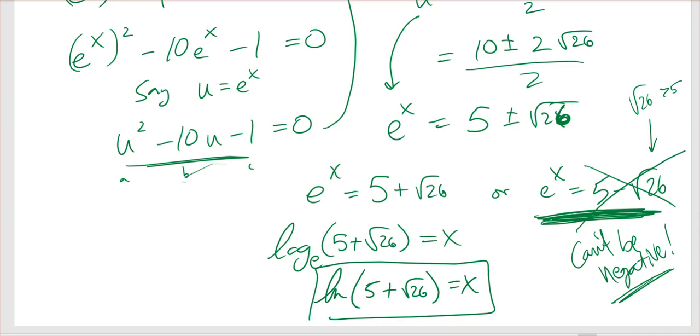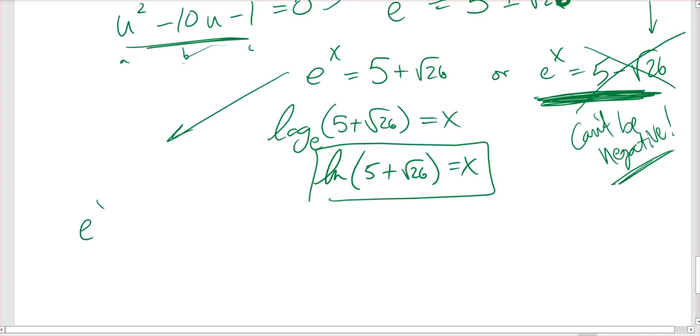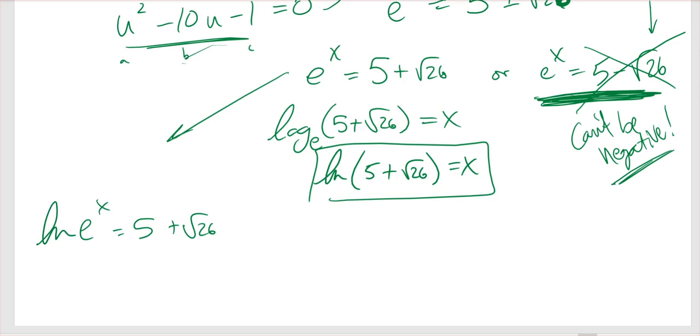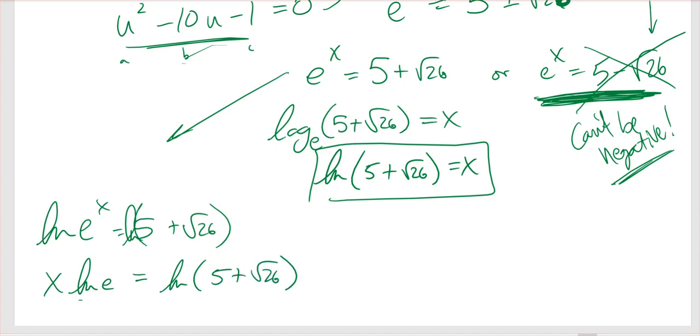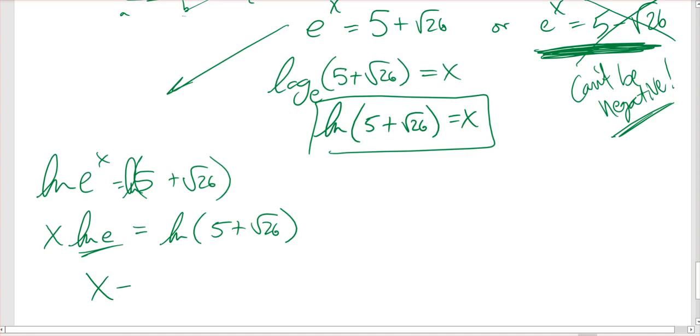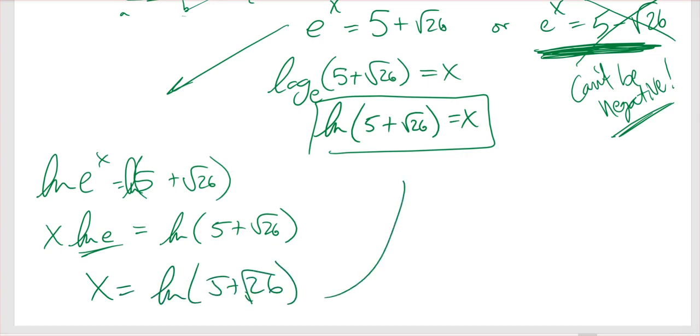So there we go. Or if we're over here, we can take a natural log of both sides. Let me write that. e to the x equals 5 plus square root 26. We could do the natural log of both sides, and then we're going to have pretty much the same thing, aren't we? So this would be x times natural log of e equals natural log of 5 plus root 26. Well, we know that natural log of e is just 1. So x is natural log of 5 plus square root 26, which agrees with what we just had there.